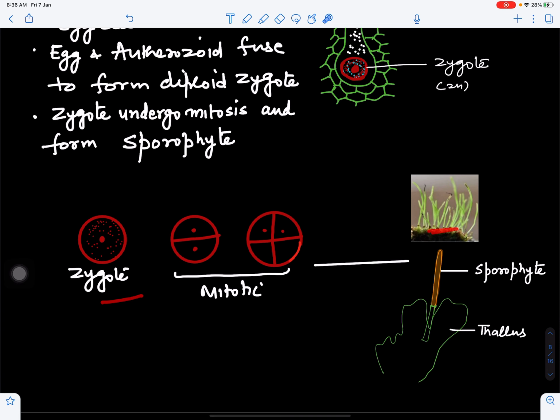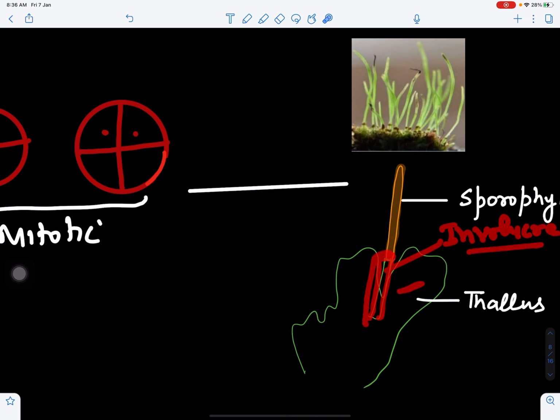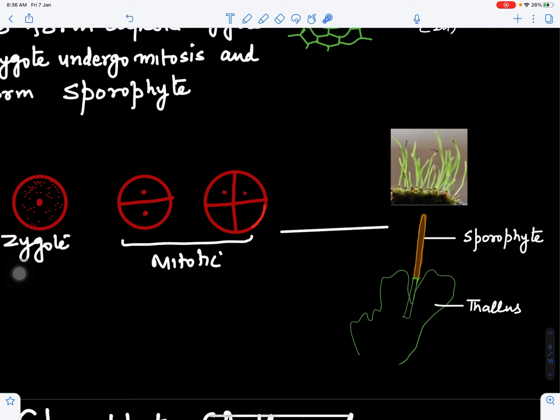So the zygote will divide, undergoing 2-celled, 4-celled, 8-celled, and many-celled stages, and ultimately on the thallus the sporogonium is produced, right? Now these sporogonia are covered by an involucre, which is produced by the gametophytic part of the thallus. So this part will cover the sporogonium, the diploid part of the thallus, which is called the sporophyte or sporogonium. This is the involucre, and they appear like horns, so that's why Anthoceros are also called hornworts.